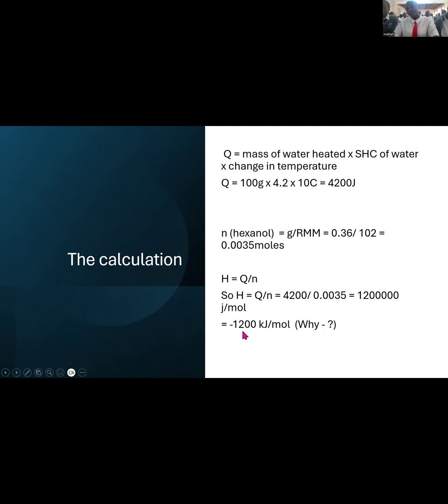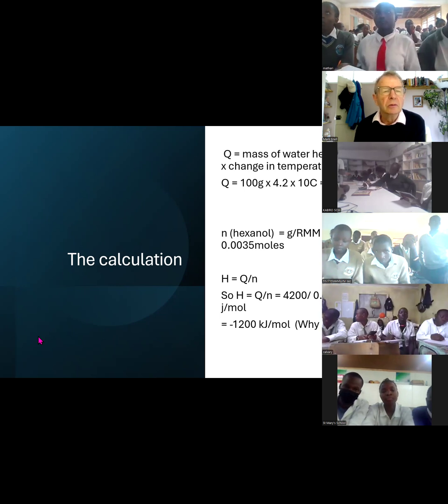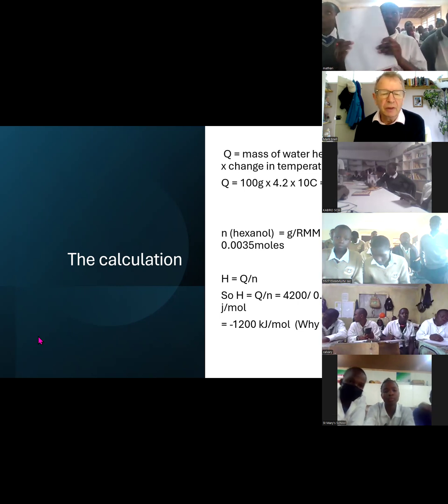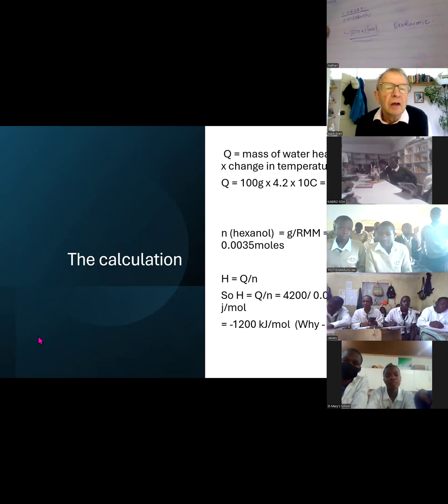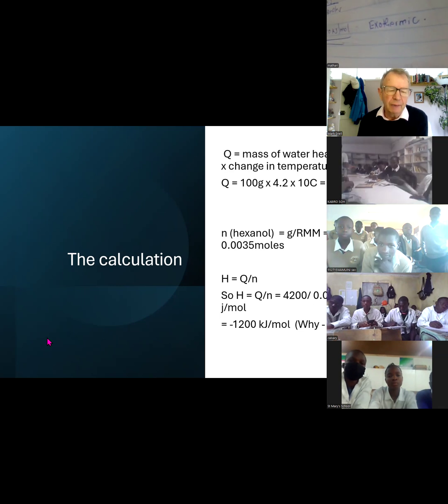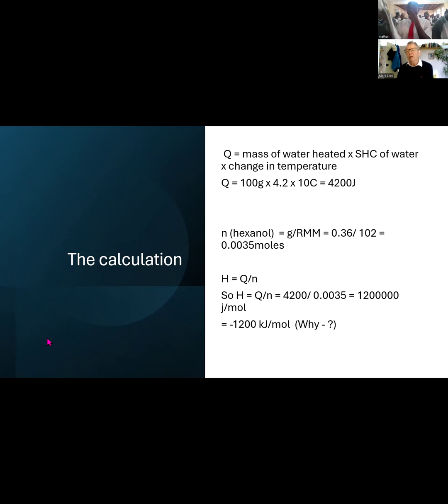Why is it negative? Somebody tell me why delta H has to be negative 1,200 kilojoules per mole. It's simple. Just tell me. Somebody unmute and just tell me why it has to be negative. And somebody has just written exothermic. Absolutely right. Thank you. It's exothermic. So when we write the equation, we would write delta H equals negative 1,200 kilojoules per mole.